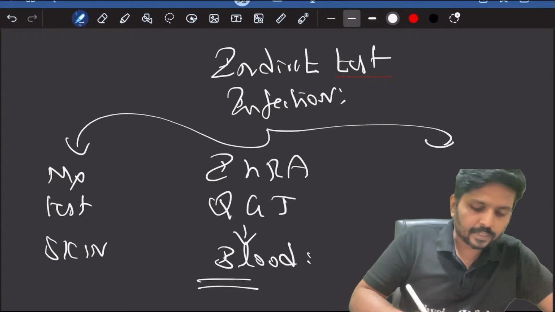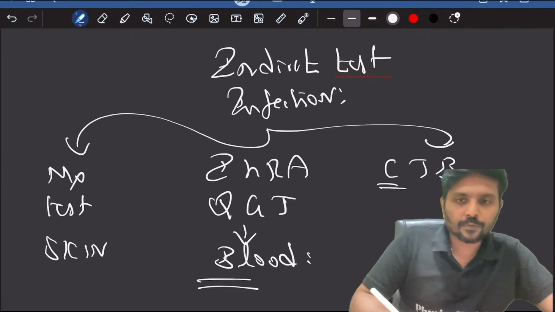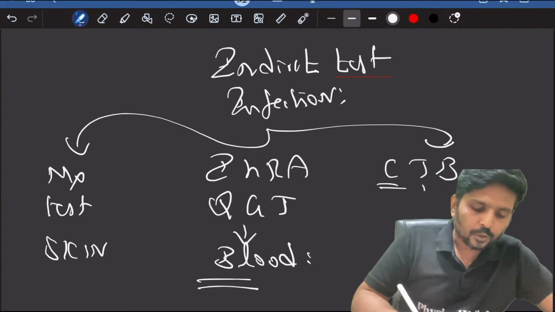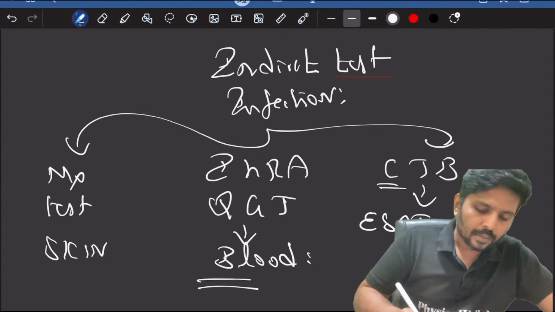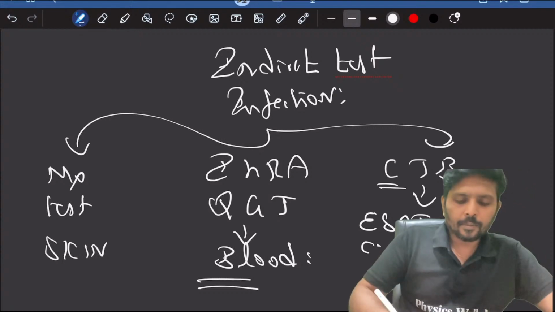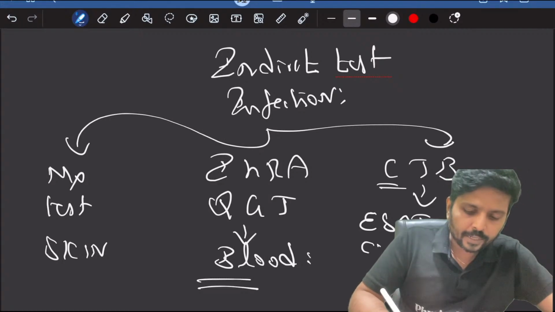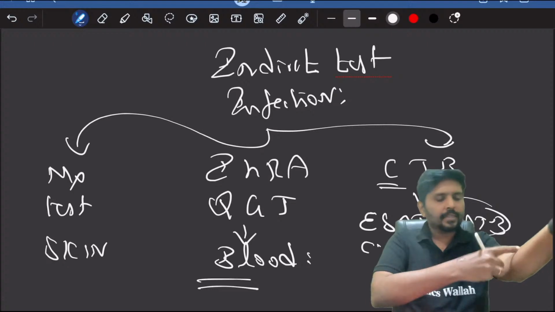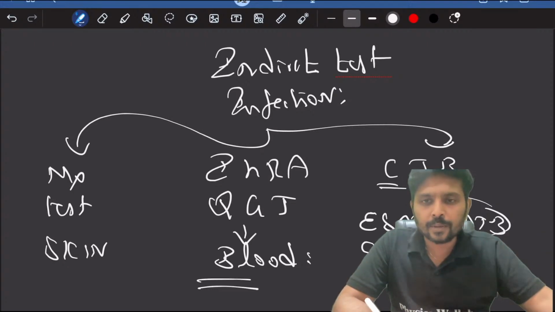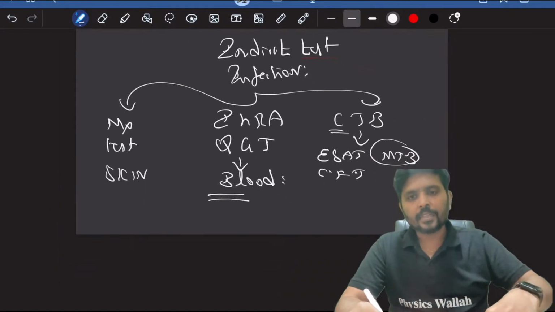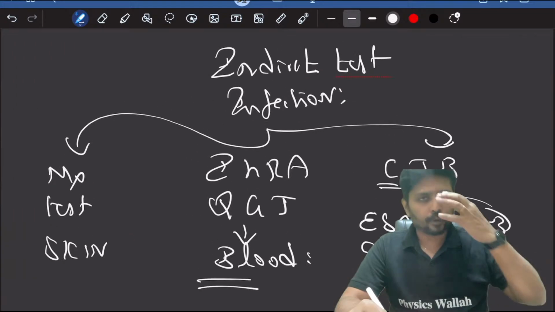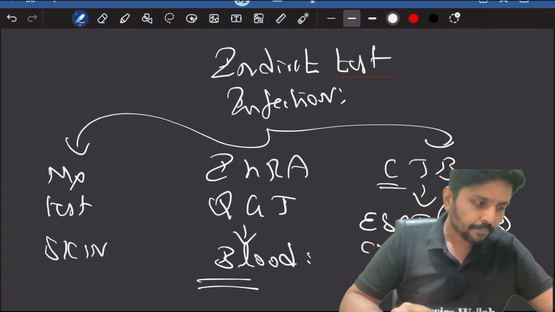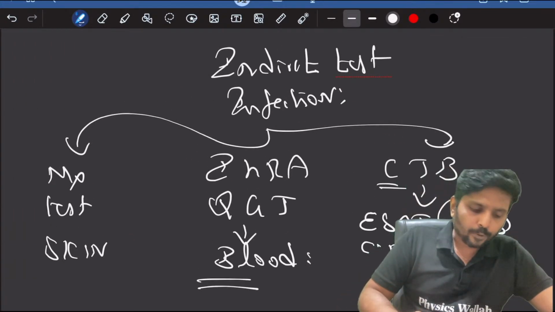And the third test is the CTB test. C stands for Copenhagen test. So here they will use ESAT and CFP protein specific for Mycobacterium tuberculosis, as in the Mantoux test. Instead of using purified protein derivative, they will use ESAT and CFP protein.